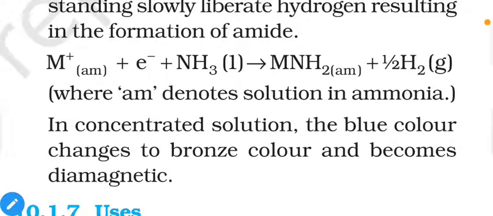In concentrated solution, the blue color changes to bronze color and becomes diamagnetic. Now paramagnetic substances feel attraction towards the external magnetic field, and diamagnetic substances feel repulsion, and both attraction and repulsion are weak. And in the next lecture we will discuss the uses.